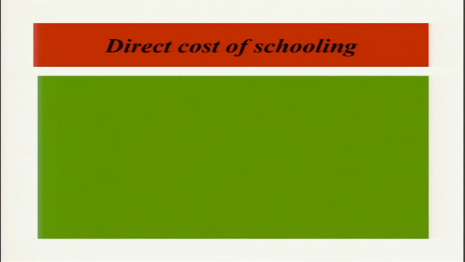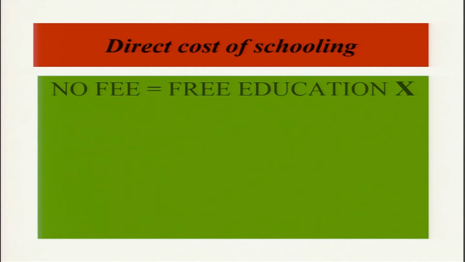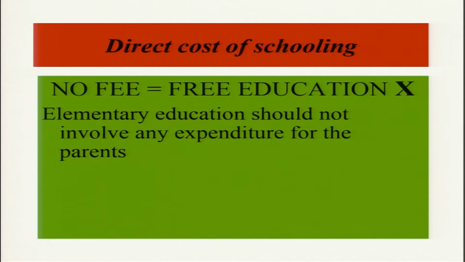Now as I say, we are looking at the direct cost of schooling. We mentioned that sending a child to school involves some costs, but one would say that is not correct, because primary school is supposed to be free. But actually having no fee doesn't mean free education. Even when a school does not charge any tuition fee, sometimes it may charge some development fee, etc. That is one thing. Also, sending a child to school involves other costs, like providing clothing, books and other items, and giving them tiffin. So elementary education should not involve any expenditure for the parents, but that doesn't happen.